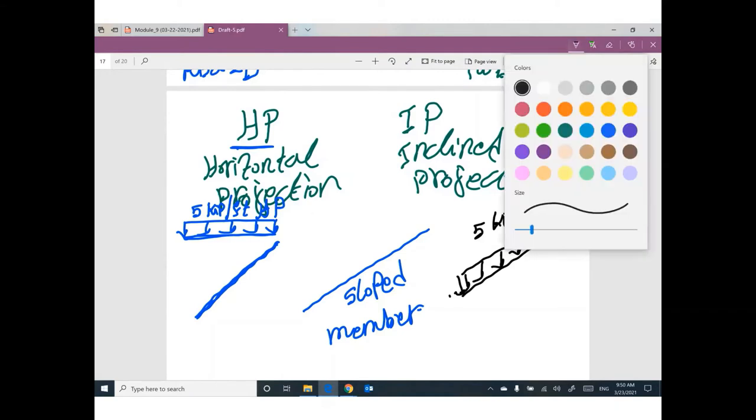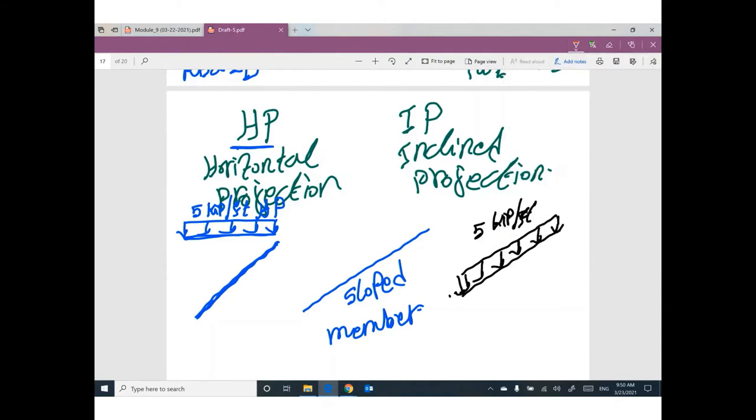So what is the meaning? The meaning is very, very, very simple. If you have horizontal projection of distributed load on sloped member, the equivalent for this distributed load equal 5 times L. L is the horizontal projection for this member.